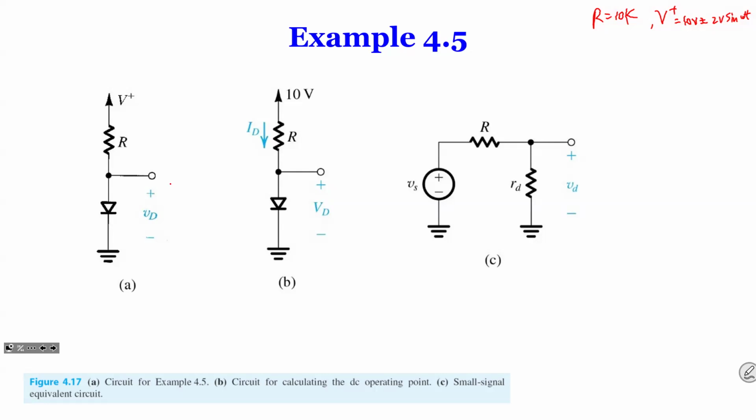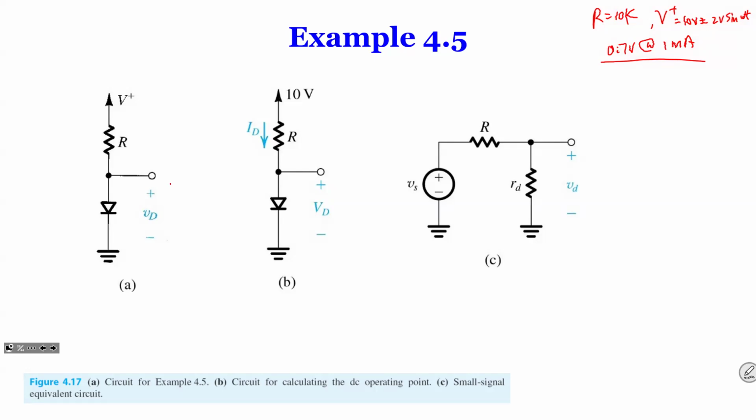So assume the diode has a 0.7 volt drop at 1 milliamp. So that's the property of the diode. So if it conducts 1 milliamp, it's going to drop 0.7 volts. But we don't know how much the current is going to be. So the voltage drop may not be exactly 0.7. So we'll have to calculate.